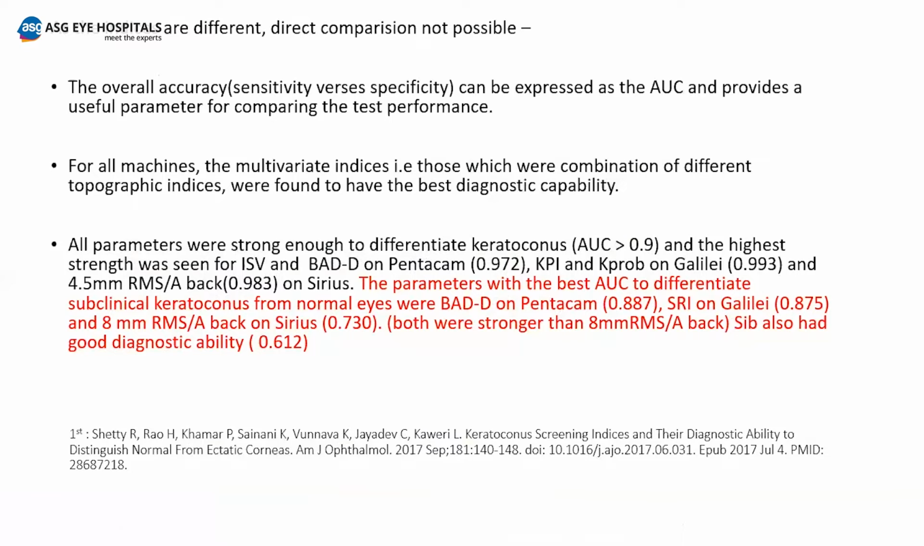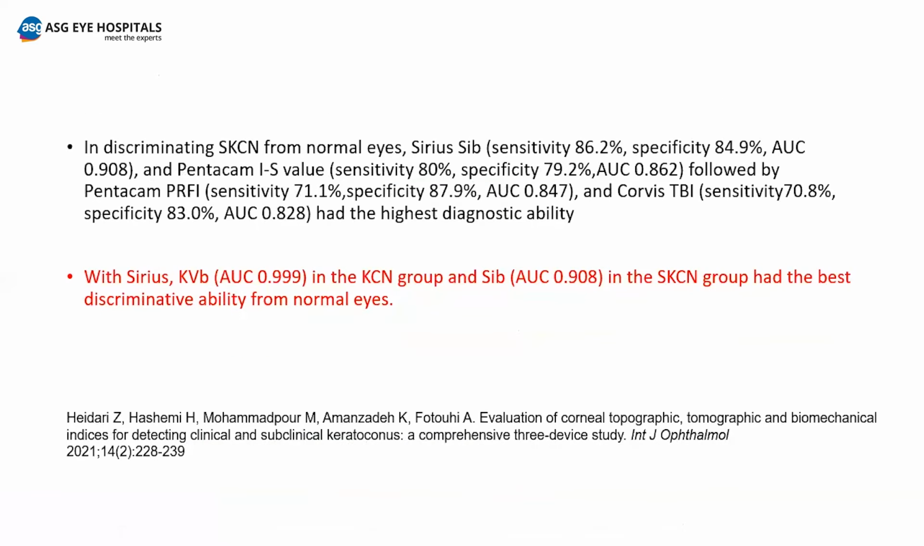Other than that, the parameters with the best area under the curve to differentiate subclinical keratoconus from normal eyes are BAD-D on Pentacam, SRI on Galilei, and 8 mm RMS by A back on Sirius.